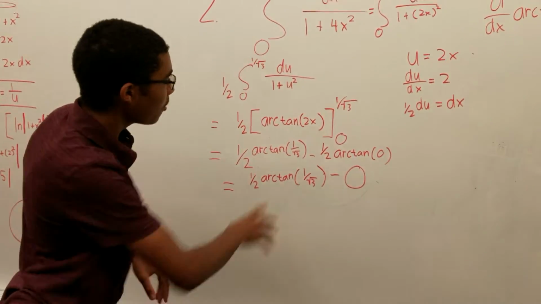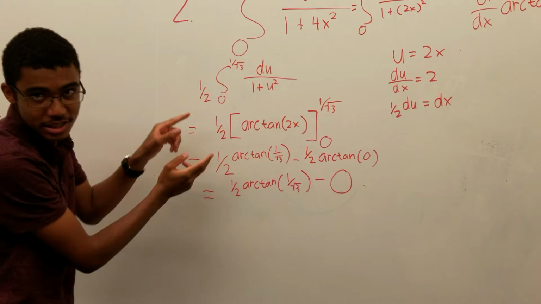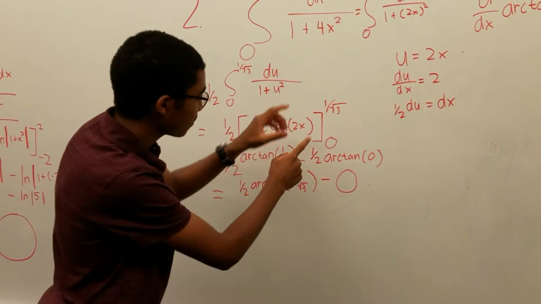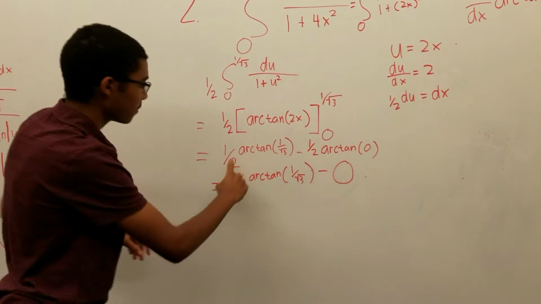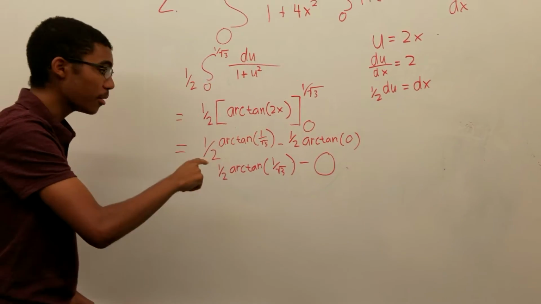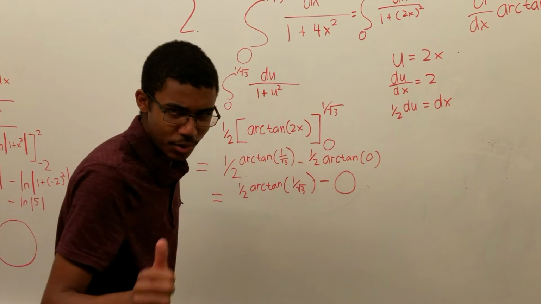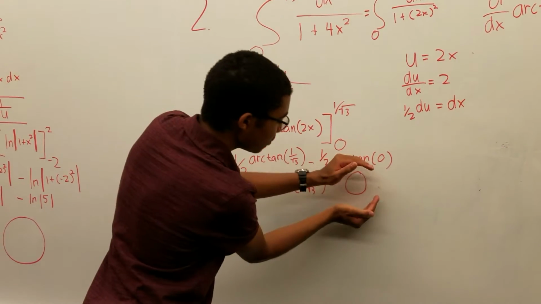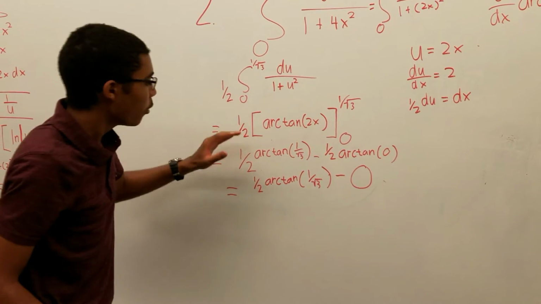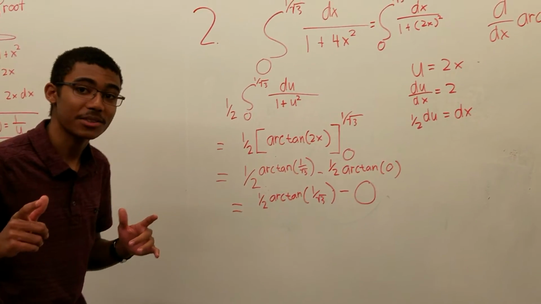So now we did that. We plug in our upper bound minus lower bound. I distributed the 1 half to both parts here. We end up getting 1 half arctan of 1 over square root of 3 minus 1 half arctan of 0. The arctan of 0 ends up being 0, and then 1 half arctan of 1 over square root of 3 is your final answer.